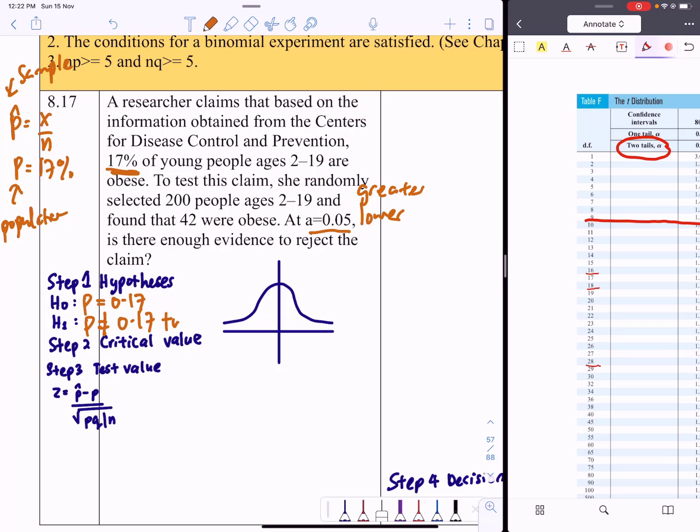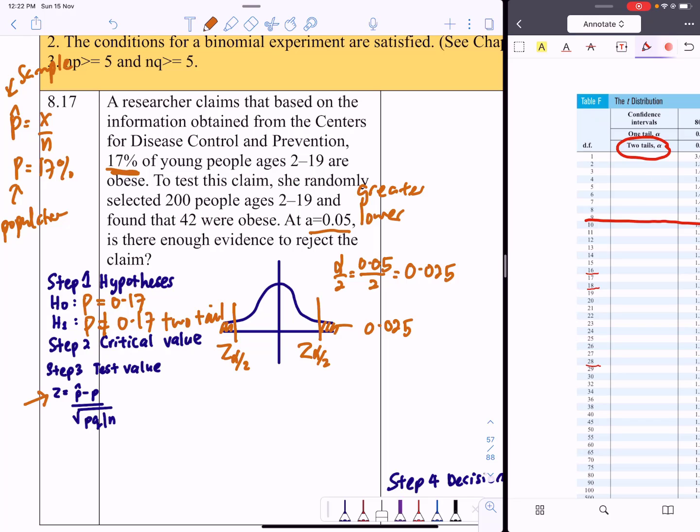Because this one is 2 tail, then we need to divide by 2. Because the proportion we are using the z, ya. Kamu nampak tak ni perkataan z kan? Jadi we need to divide by 2. 0.05 divided by 2 equals 0.025. That means here we have z alpha over 2, and here is the value 0.025.